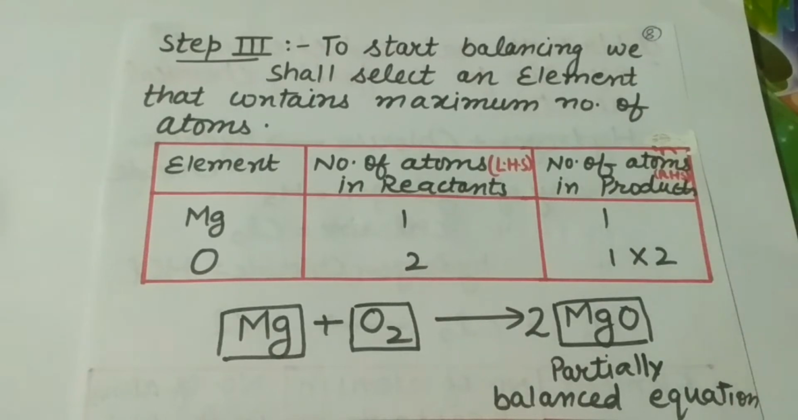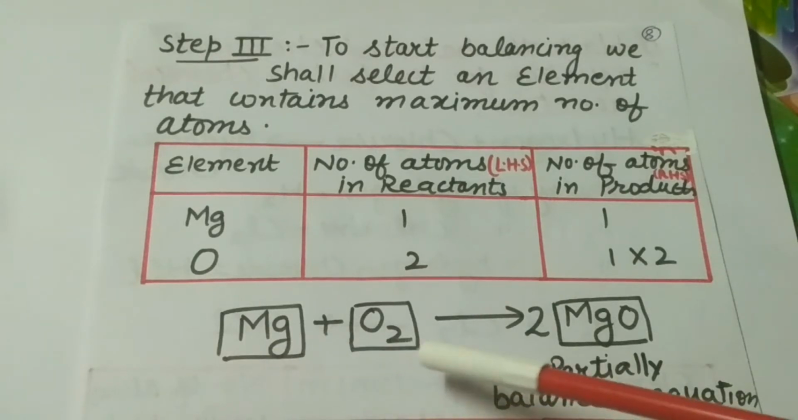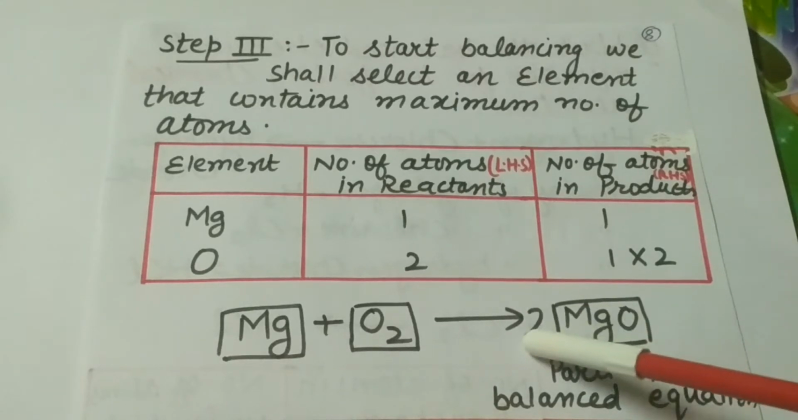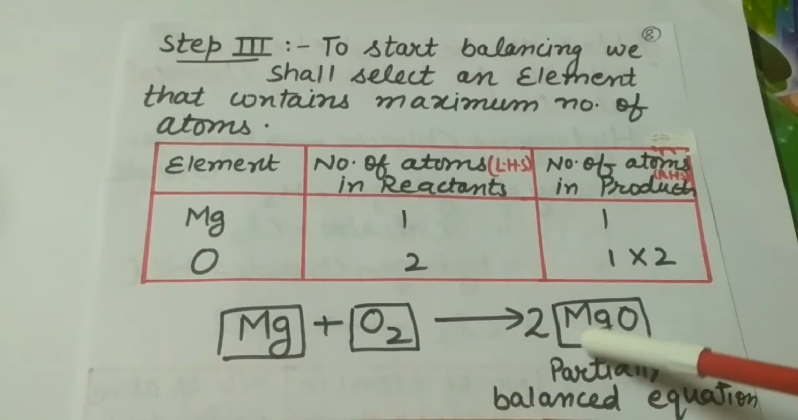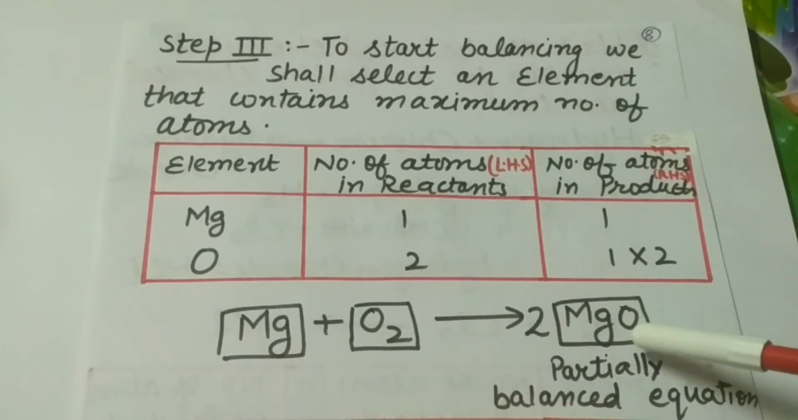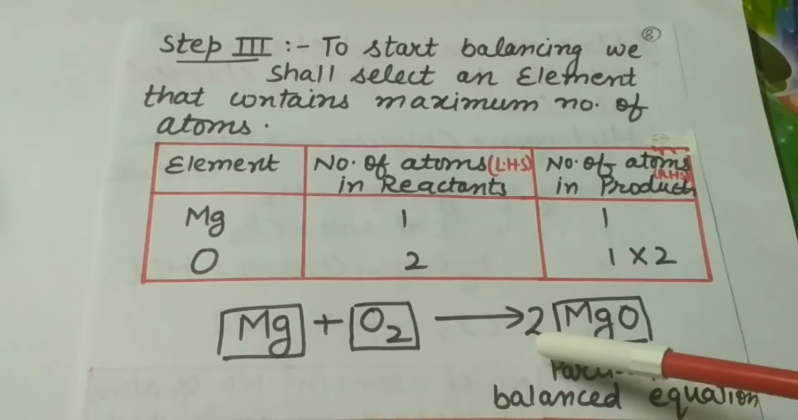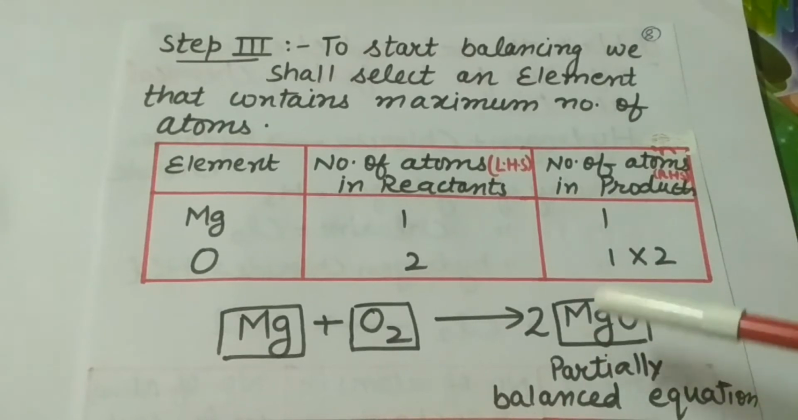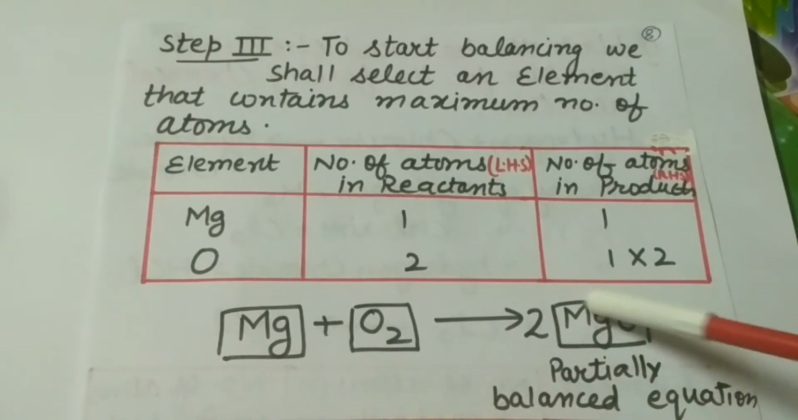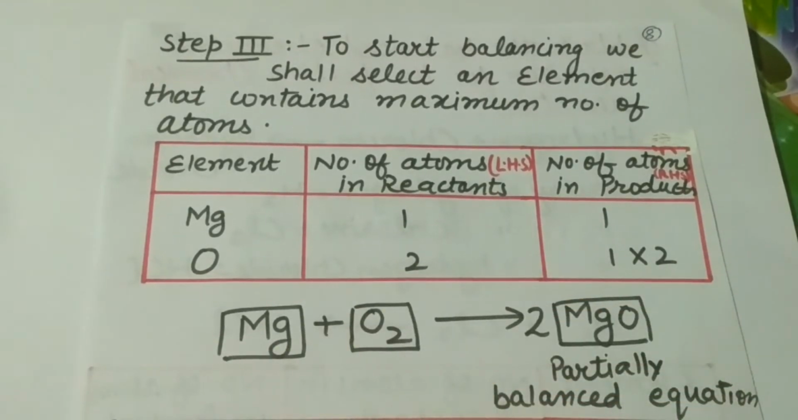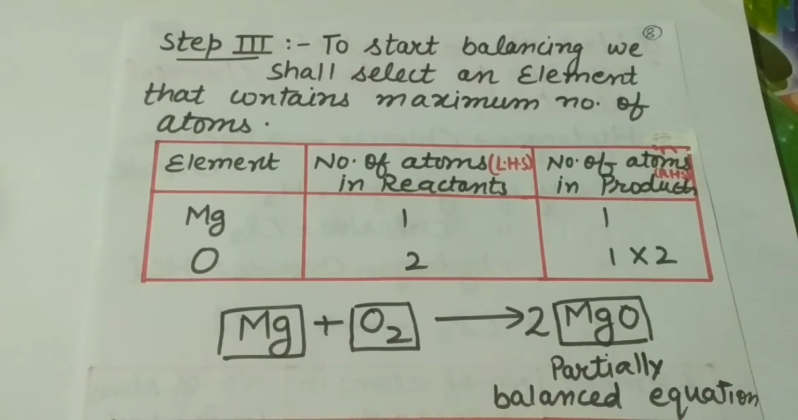Now how to balance the chemical equation? As we have discussed, we can't change any formula inside the boxes. So I will put a 2 here. After putting 2 here, you will see that oxygen is balanced. Here O2, and this side also oxygen contains 2 atoms. But now in case of magnesium, the number of atoms changes. Now magnesium contains 2 atoms on this side, but the other side contains only 1 atom. So this is a partially balanced equation.